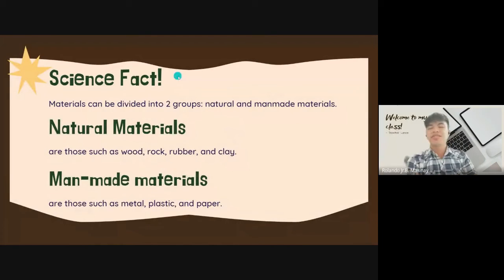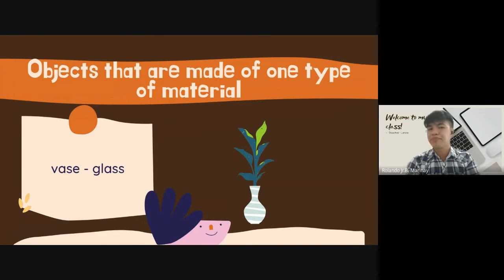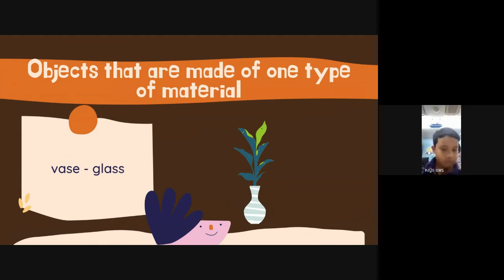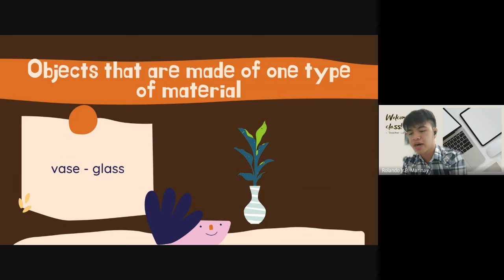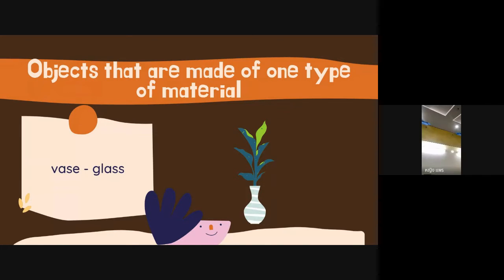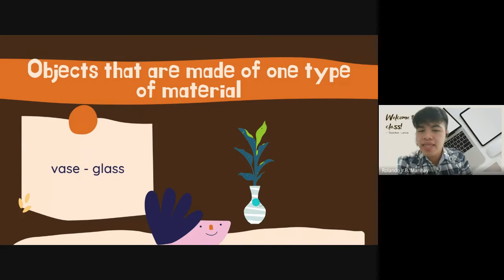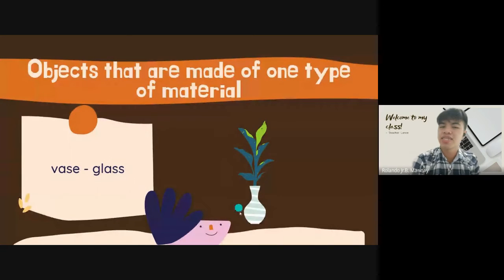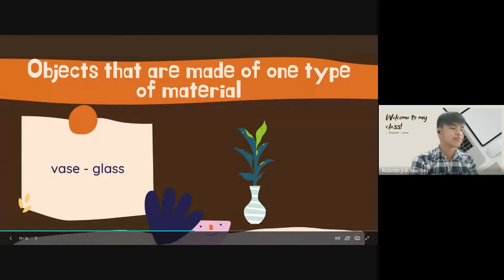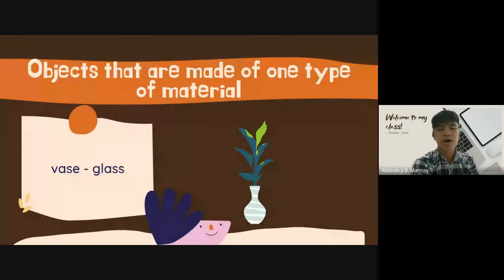Okay, let's continue. We have the natural materials and the man-made materials. Okay, now we are in page 104. Okay, what is this object? What's this? What is this?